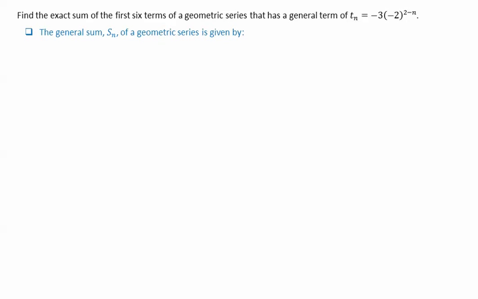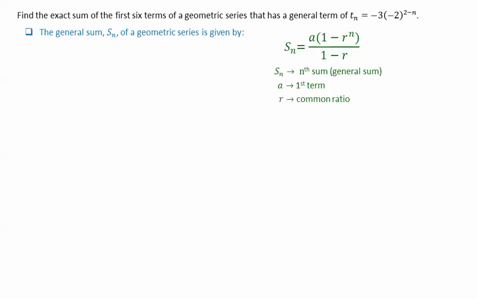The general sum, Sn, of a geometric series is given by the formula Sn equals a times 1 minus r to the n over 1 minus r, where Sn is the nth sum, also called the general sum. A is the first term, r is the common ratio, and n is the term number.